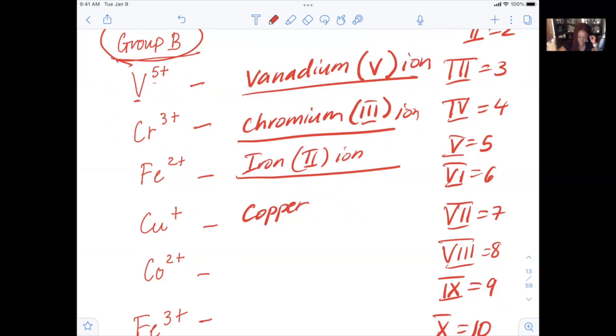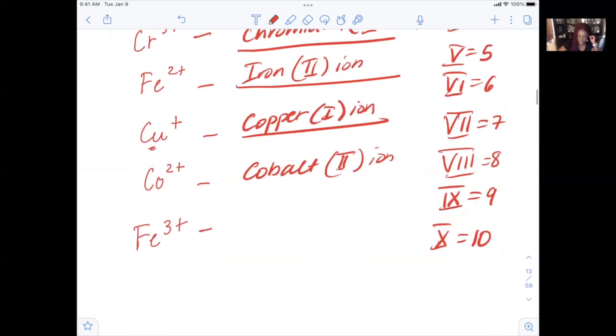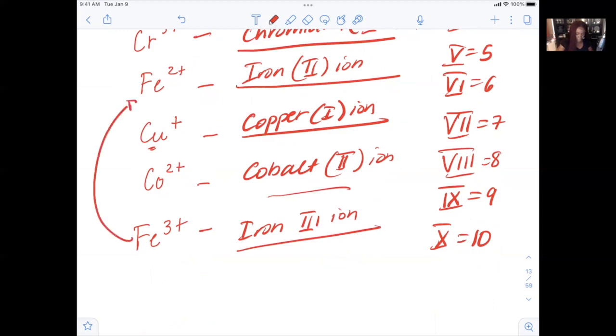This is the symbol for Cu. Then here we have 1 ion. Then we have Co, which is cobalt, 2 ion. And then we got iron. Oh, I'm writing the symbol again. My bad. Iron 3 ion. Okay. That helps us distinguish the iron 3 from the iron 2.